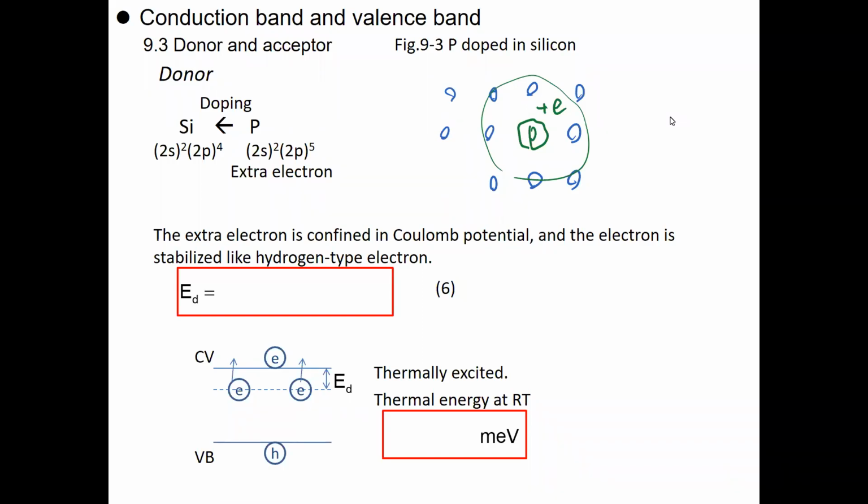Now we are going to study one of the most important properties of the semiconductor materials. One of the good things about using the semiconductor is you can control the charge carrier density by the technique called doping. Here are the things: donor and acceptor.